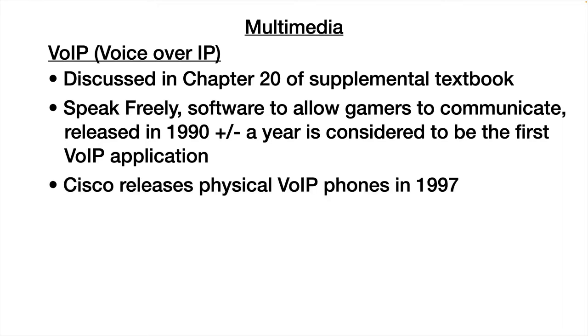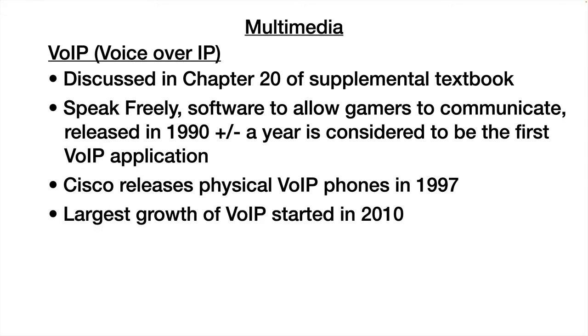Cisco released physical voice over IP phones in 1997. These look like the handset you would normally have on your landline, but instead of plugging into a telephone jack, an RJ11 jack, it plugs into an RJ45 Ethernet jack and uses IP protocol to operate and carry the voice conversations that people might have. Like I said, those came out in 1997. The largest growth of voice over IP started in 2010.